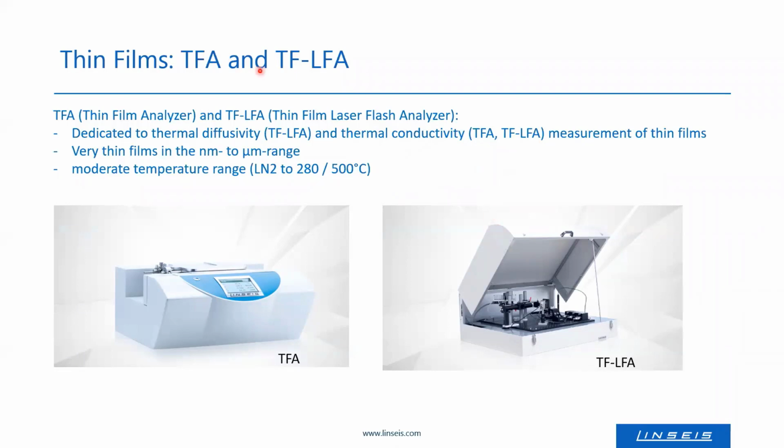And the last two remaining instruments are dedicated to the analysis of thin films, the so-called thin film analyzer, TF-Analyzer, and the thin film laser flash analyzer, TF-LFA. And when I say they're dedicated to measure thin films, this means there are very thin films in the nanometer to micrometer range. Films of hundreds of micrometers are no longer considered thin films, and they are measured as bulk materials. The two instruments cover a temperature range from low temperature to 280 degrees for the thin film analyzer and 500 degrees for the thin film laser flash analyzer.